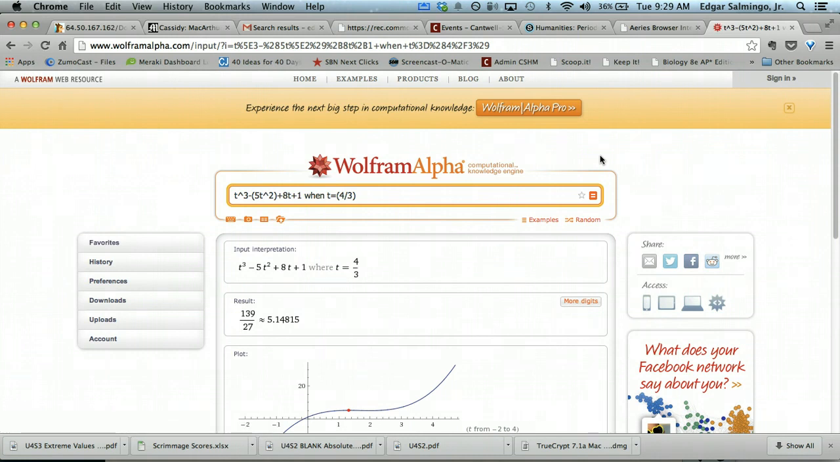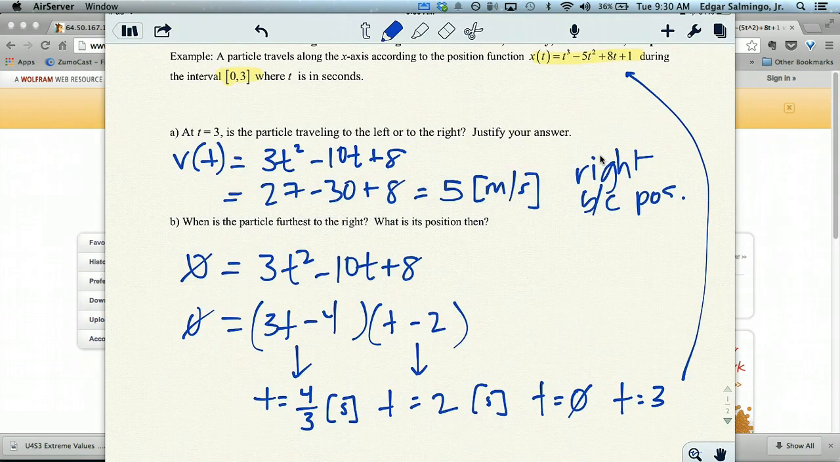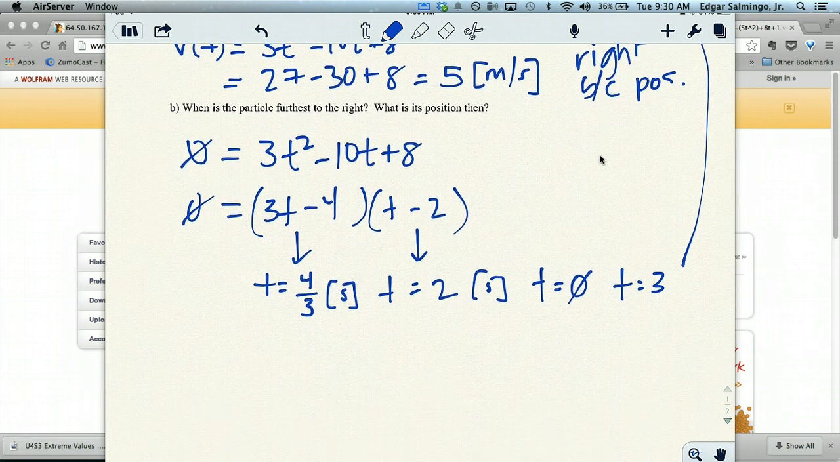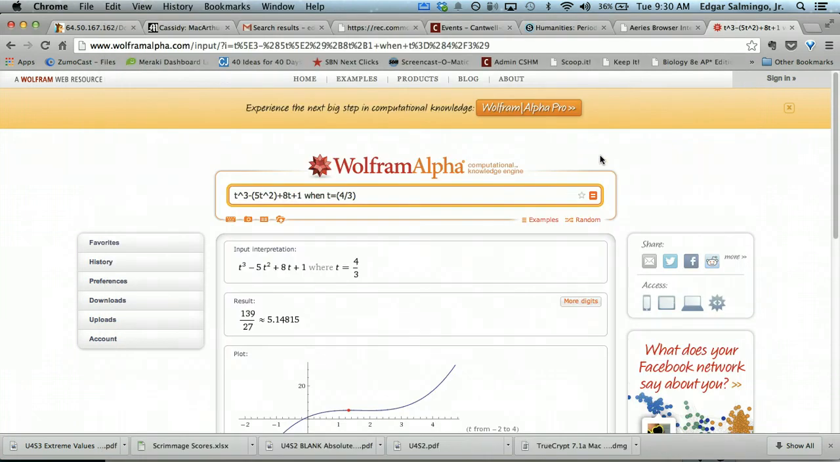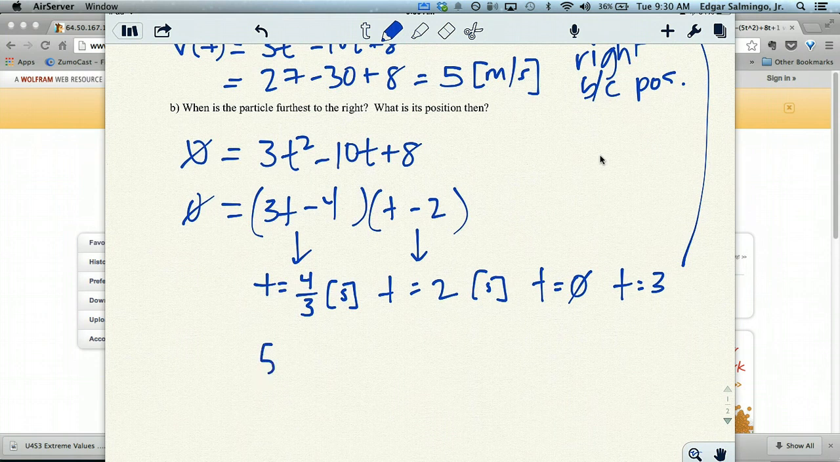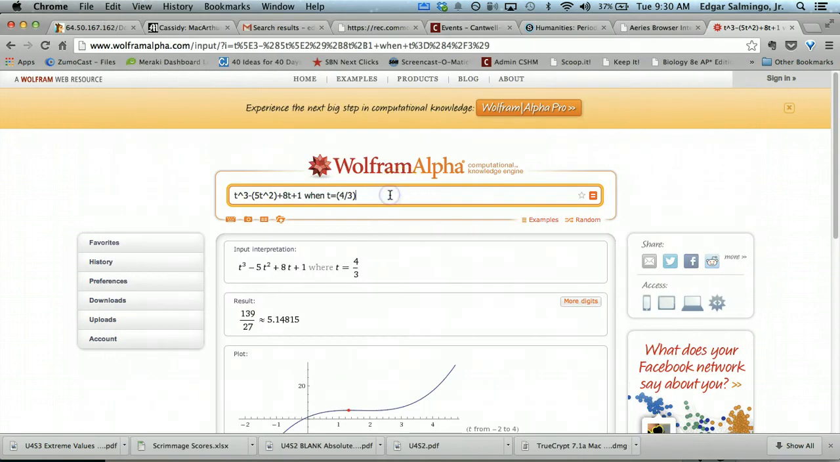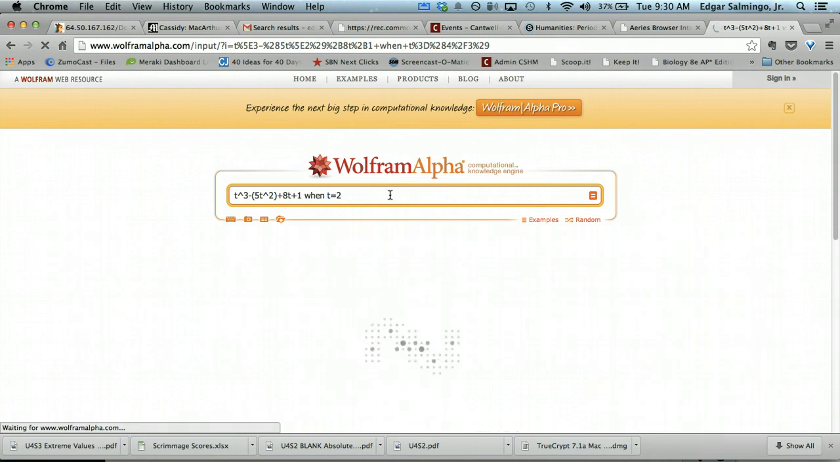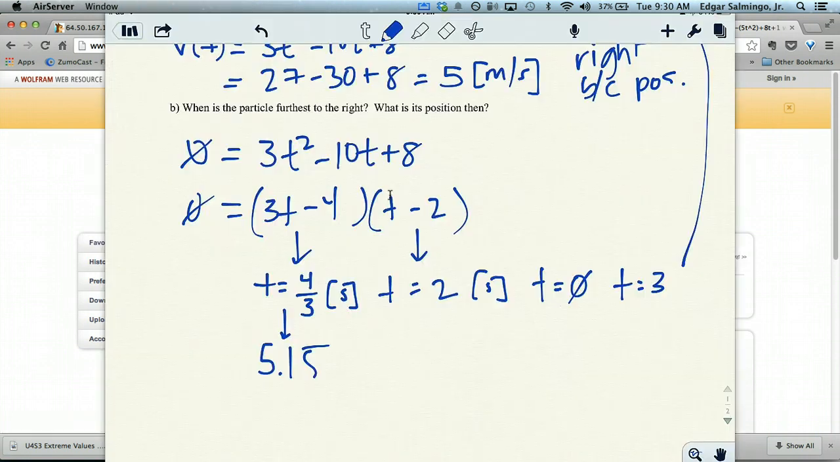So I'm going to bring up my notes again, and at 4/3 I get 5.14, or 5.15 if I round up. Okay, so this is what I get at 4/3. Now let's try this at time equals 2. The great thing about using Wolfram Alpha is I could just erase that and plug in 2. When 2 is plugged in, I let the calculator calculate it, and I get 5. So back to my notes, I get 5.